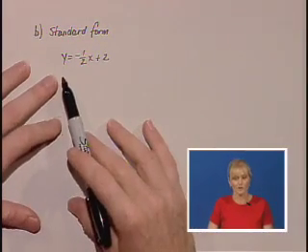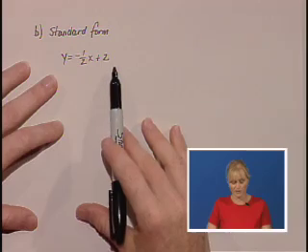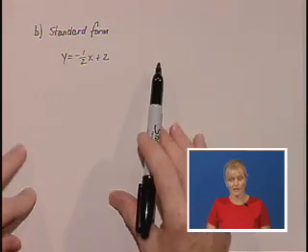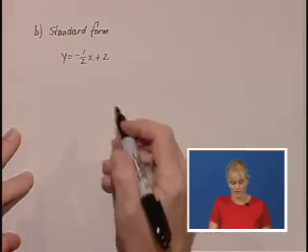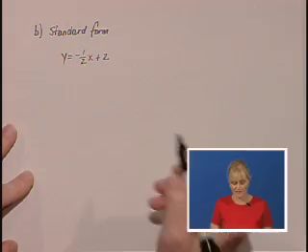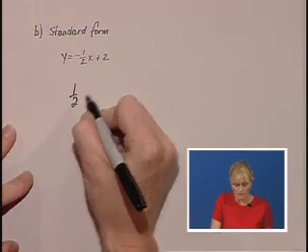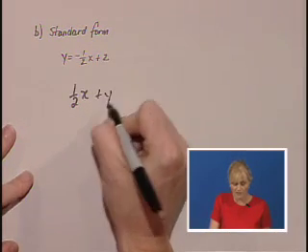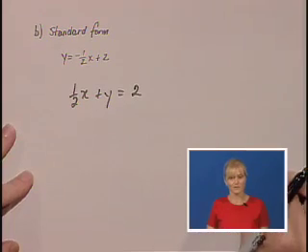So the equation we're working with is y is equal to -1/2 x plus 2, and to get it in standard form, we'd like x and y on the same side of the equation. So I'm going to add 1/2 x to both sides. So I'll have 1/2 x plus y is equal to 2.